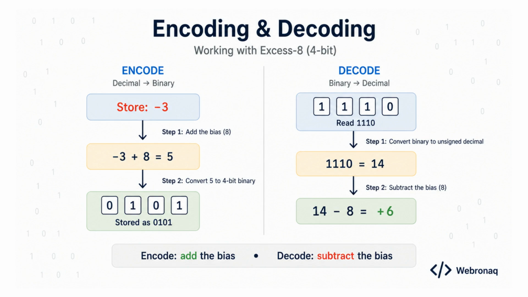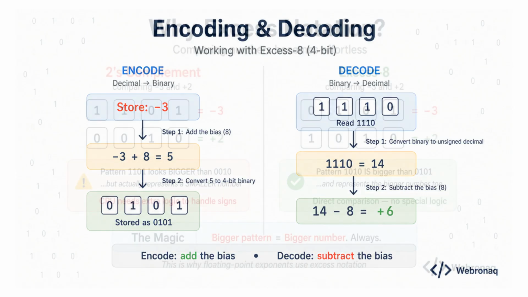Because we're just storing shifted positive numbers, comparing two excess notation values is incredibly easy for the hardware. The bigger the binary pattern, the bigger the actual signed value. Always. No special handling for signs, no edge cases. That property turns out to be really important, and it's the main reason excess notation is used in floating point exponents. Let's look at that next.